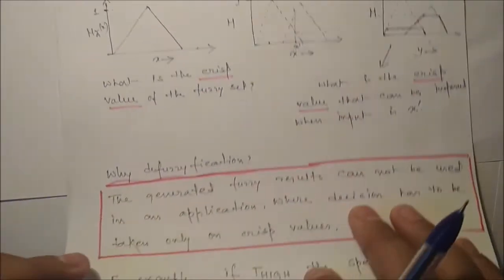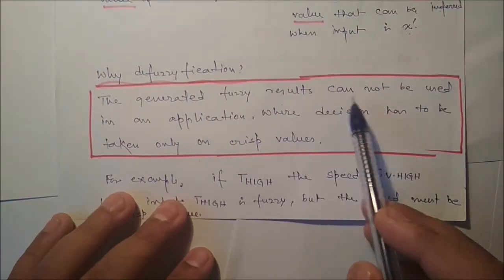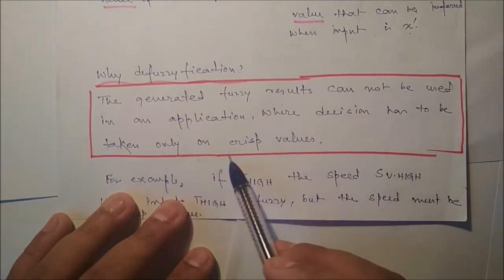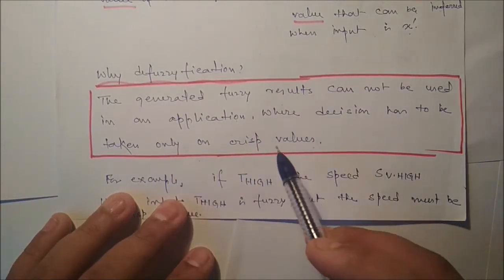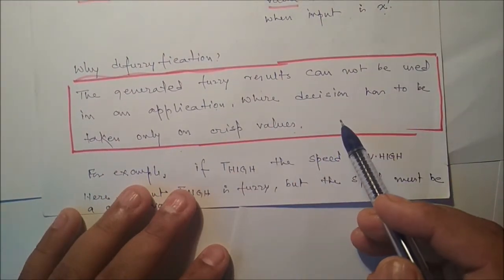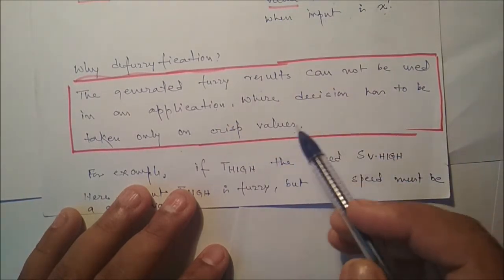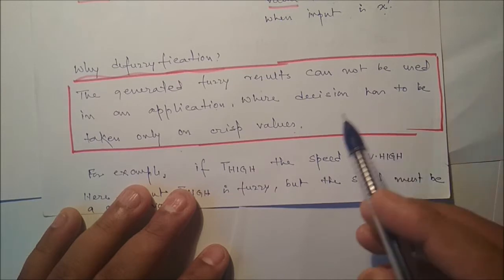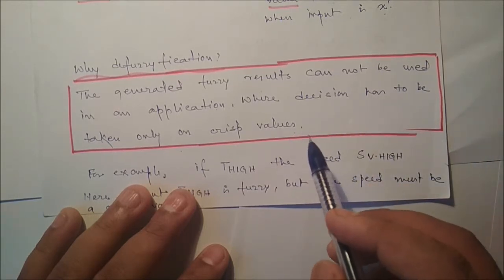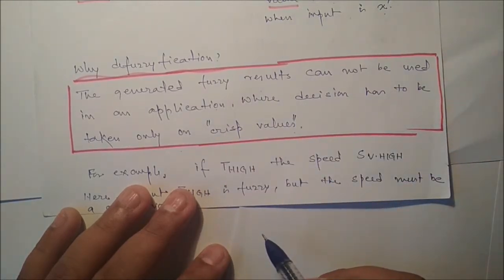Now the question is, why defuzzification? The generated fuzzy results cannot be used in applications where a decision has to be taken only on a crisp value. So the output always should be a crisp value. If the output is fuzzy, we cannot apply it in a particular device, in an electronic circuit or in a mechanical device. In that case, we need a crisp value, a particular value to apply.